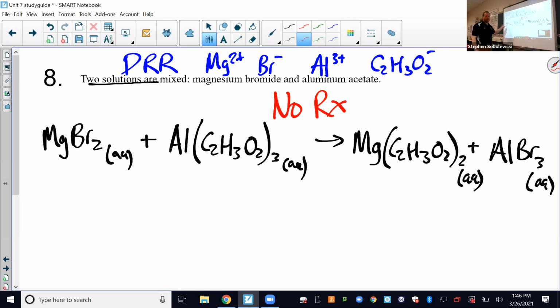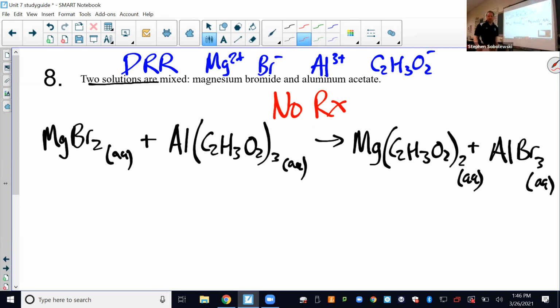Because we really started with a beaker of not magnesium bromide. We started with a magnesium bromide solution, meaning magnesium ions and bromide ions randomly floating around in water. We added it to a beaker of aluminum ions and acetate ions randomly floating around in water. What do we end up with? Magnesium and acetate ions randomly floating around in water, aluminum and bromide ions randomly floating around in water. Notice how nothing really happened, so no reaction.